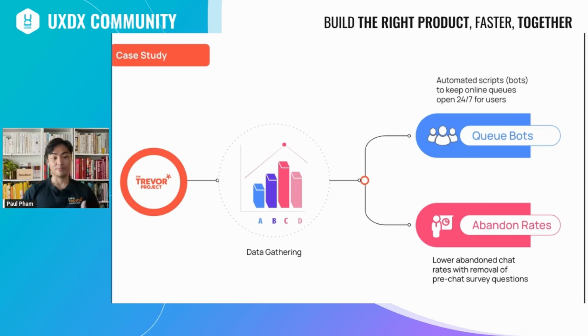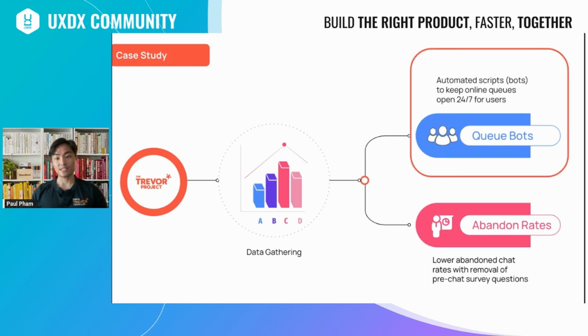As a result, the 2 case studies that I will be going over today: the first one is about QBots, essentially automated scripts, also known as bots, to keep our queues open so that people can reach out to us 24/7, anytime, any day, anywhere. The second case study is about abandonment rates, essentially lowering those abandon rates. When I say abandon rates, it's when users go to our services and they decide to leave. We were able to lower that based on the data metrics. But for now, we're going to be focusing more on the QBots.